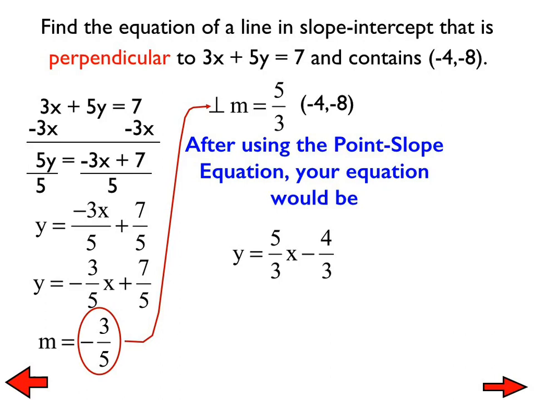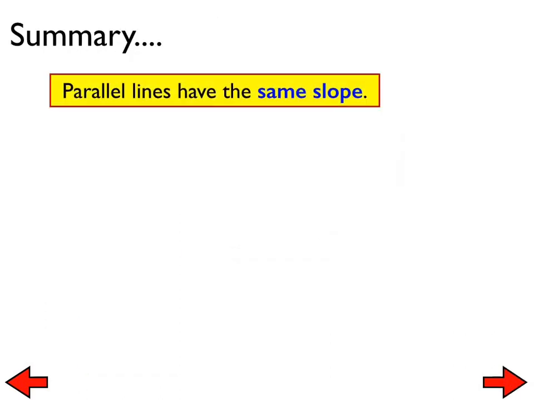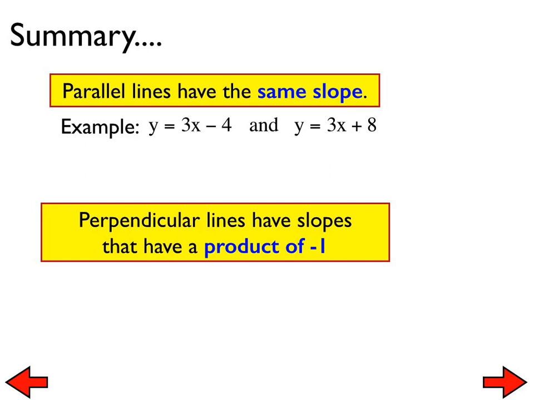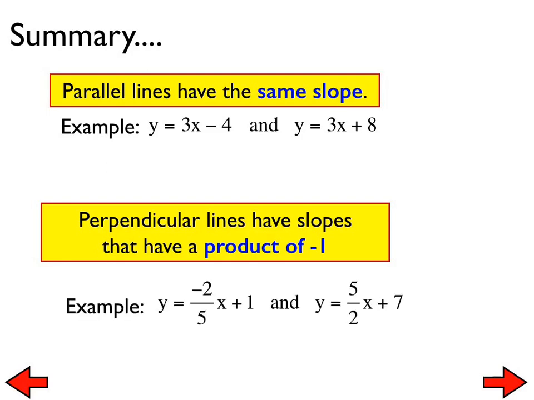All right, so a quick summary here, and then the last thing for today. Summary. Parallel lines have the same slope, like these two. Perpendicular lines have slopes that are opposite reciprocals, or in other words, they have a product of -1, like these two right here.